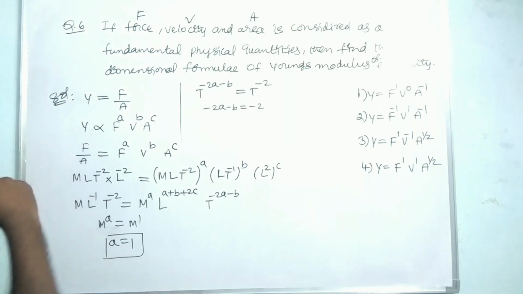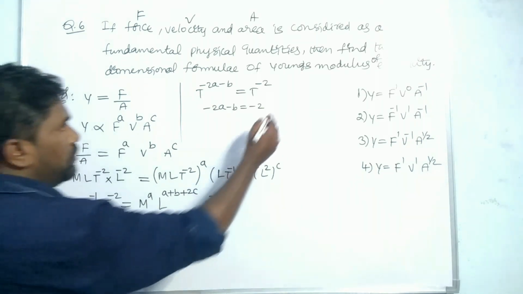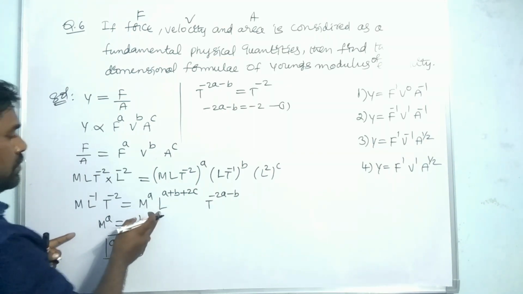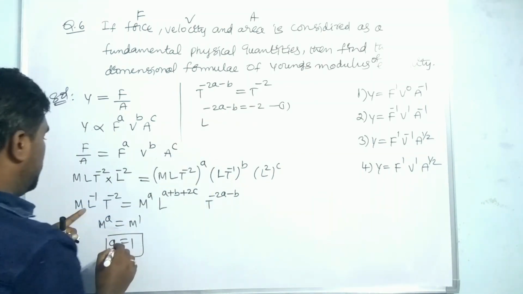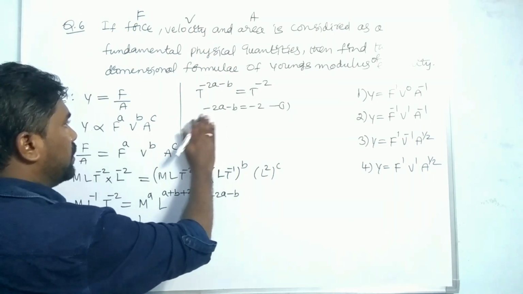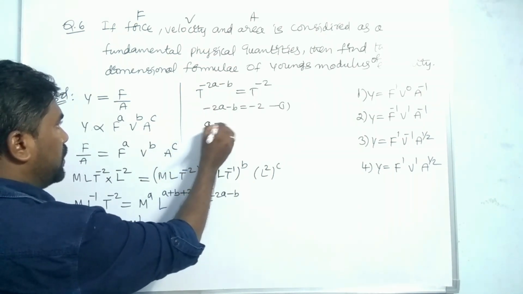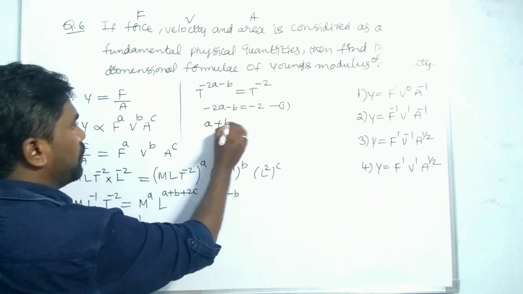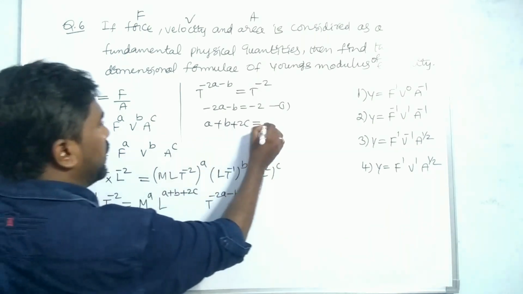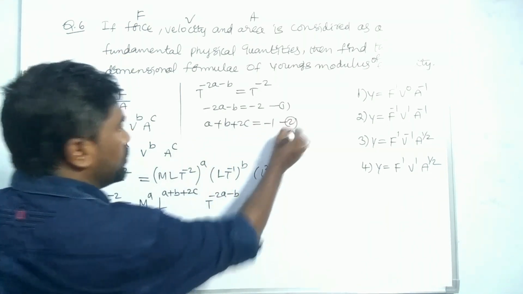Let it be equation number 1. From this one, L to the power, how much is it? Here we can write from the L, a plus b plus 2c is equal to minus 1. This is equation 2.